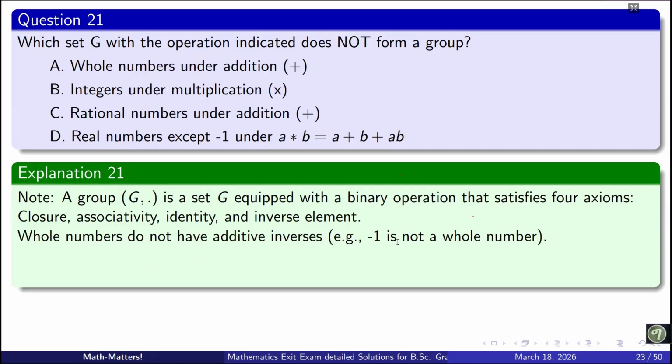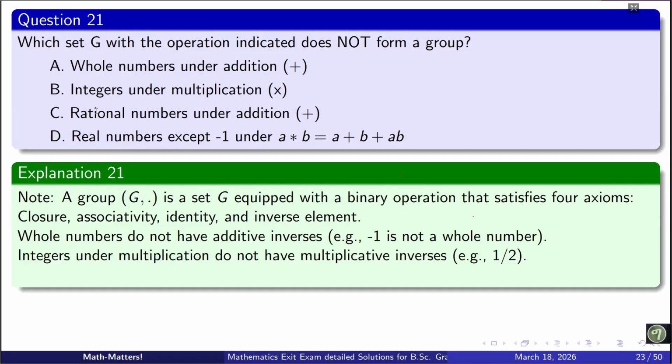We know that, for example, minus 1 is not a whole number. We know that the additive identity here is 0, so that if each and every element has an additive inverse, there must exist within the same set, that's within the set of all whole numbers, at least one element that can be added to the corresponding element just to yield 0. So 1 doesn't have an additive inverse. The additive inverse is minus 1, but minus 1 is not within the set of whole numbers. Therefore, the first one cannot form a group.